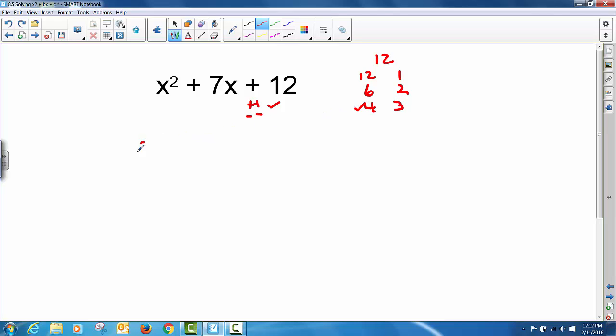So now you come over here and you've got parentheses. You know it's going to be x times x because that's how you get x squared. So you put in the x there. We decided it was going to be plus plus, so we put a plus sign here and a plus sign here. And then our factors are 4 and 3, so we put a 4 here and a 3 here. It doesn't matter which way you put it. So x plus 4 times x plus 3, and if you multiplied that out, you'd get x squared plus 7x plus 12. Okay?